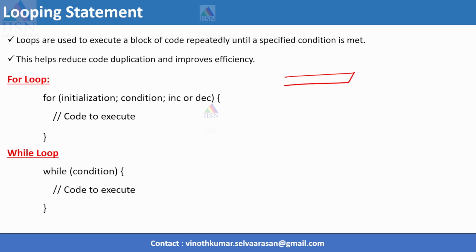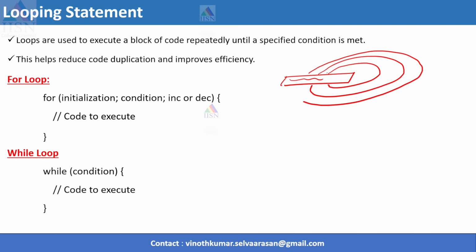For example, if this is the block of code and you want to execute it n number of times, you keep some condition. Until the given condition fails, the block of code is going to keep on executing. So here we are going to fix some conditions.